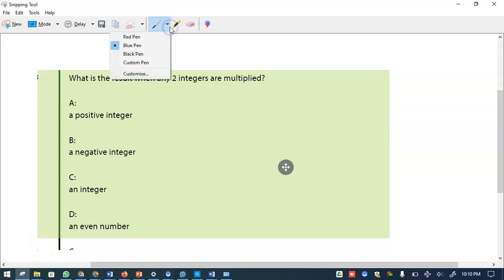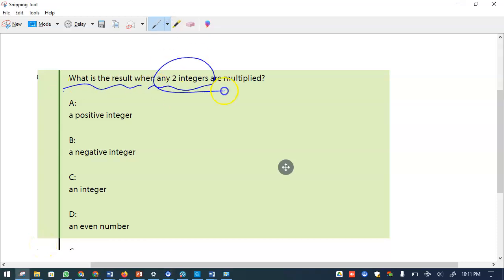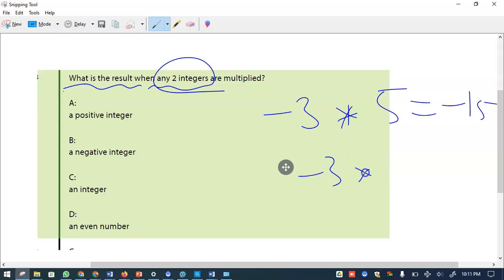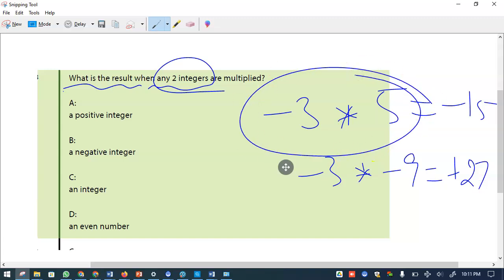This question is just asking you what is the result when two integers are multiplied. Let's say -3 times 5, you get another integer, see? Or both are integers, 9, that will be plus 27. So multiplying two integers always gives you another integer. That's all the question is.